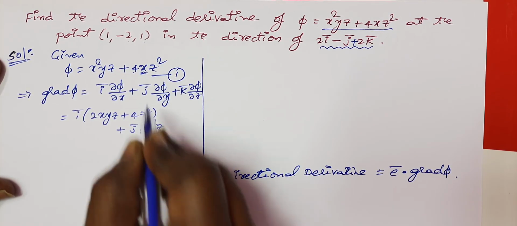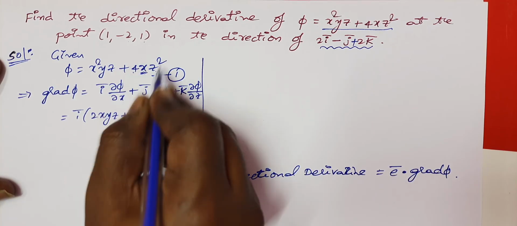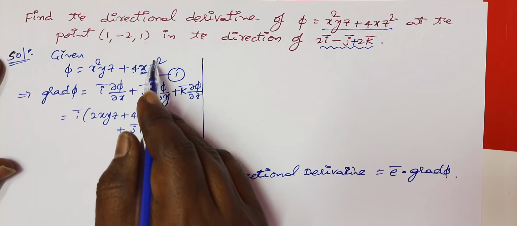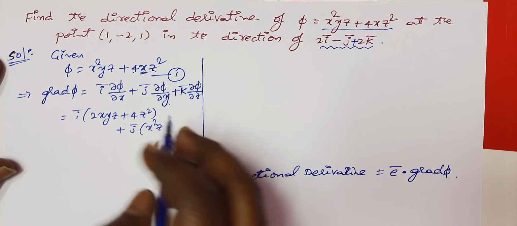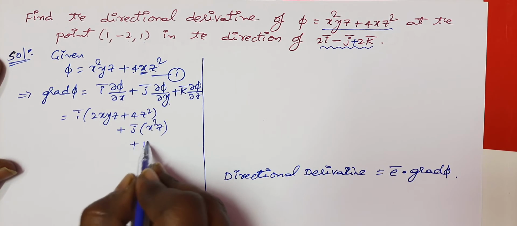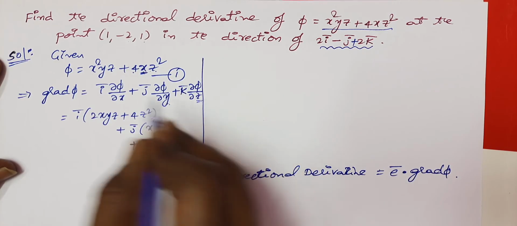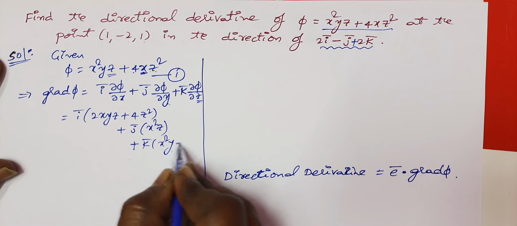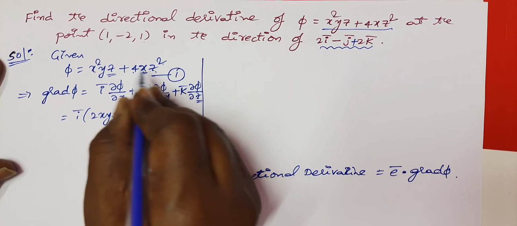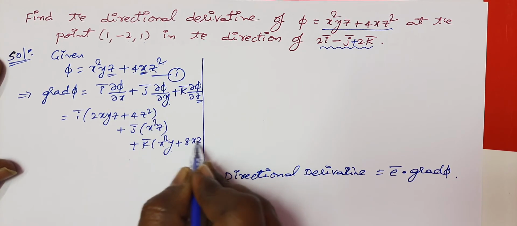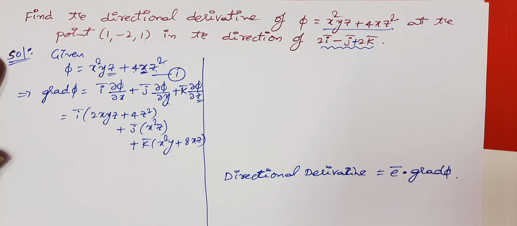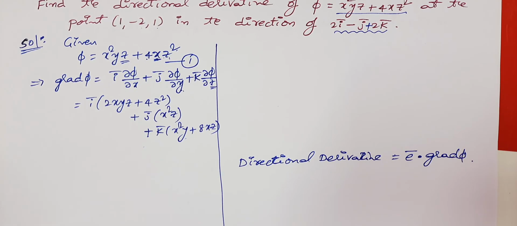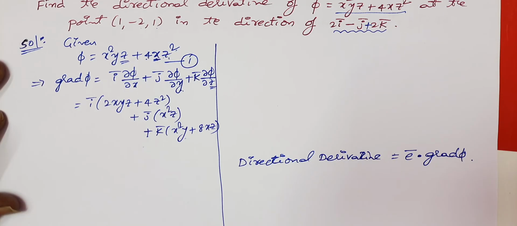So x square z plus 0. This term does not contain any y. That's why the entire term becomes constant, whose partial derivative with respect to y is 0. Plus k bar into, this time with respect to z, only z is the variable. x square y plus 2z into 4x, 8xz. So students have to do the partial derivatives without any mistake. If you make any mistake, you won't get the marks.